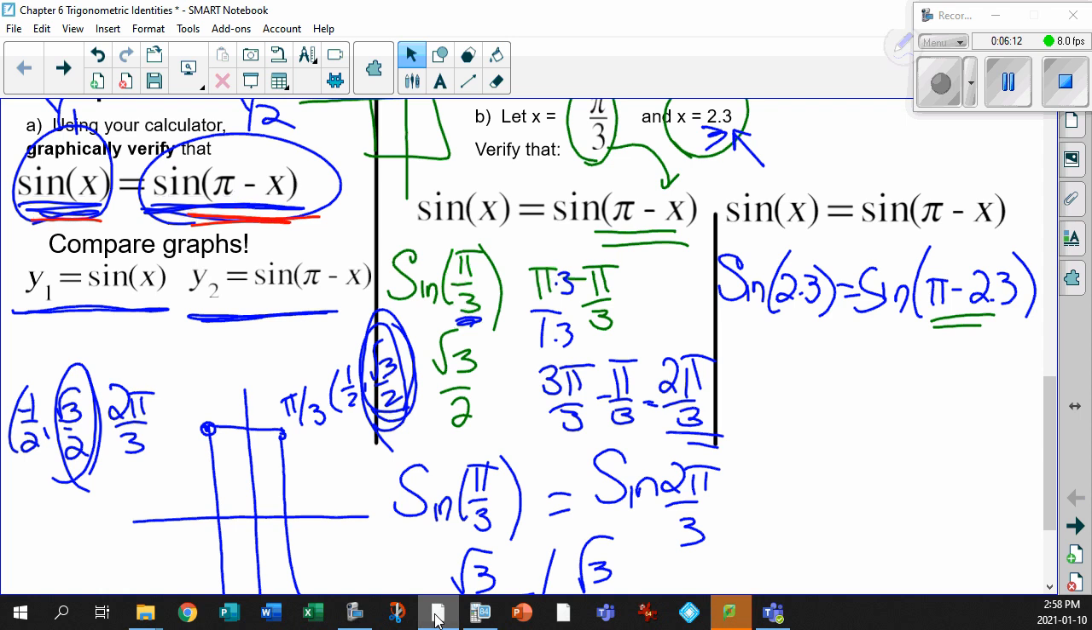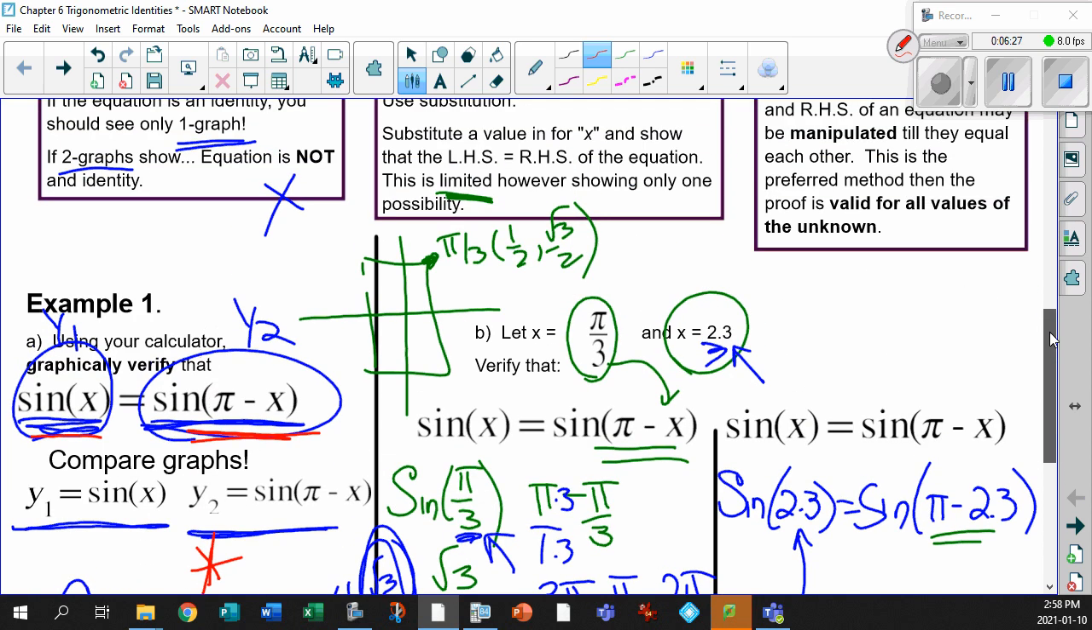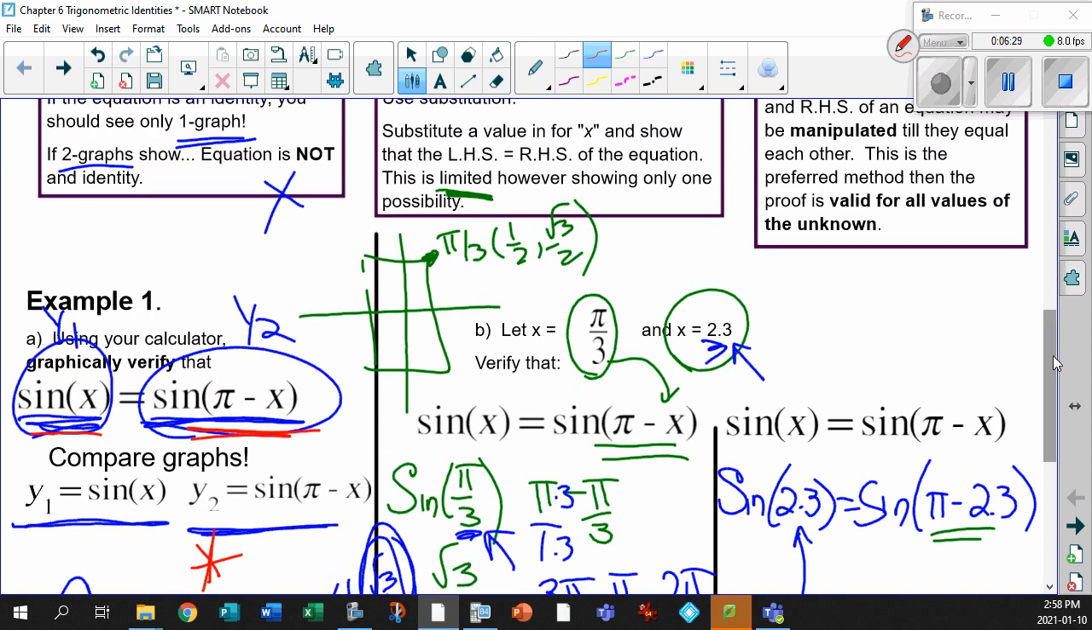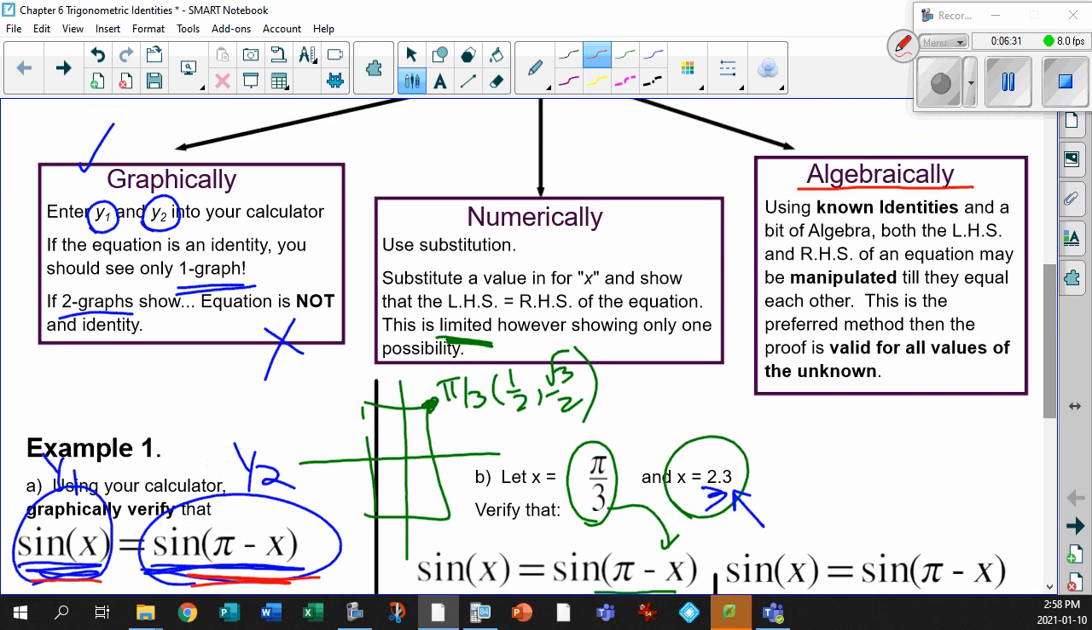So again, that only proves this for one value, and that's the value 2.3, or another value of pi over 3. It doesn't prove it for all values. That's why this graphical method works just beautifully. It proves it for all values because of the fact that the two graphs are one on top of the other. The third way of doing this is algebraically.